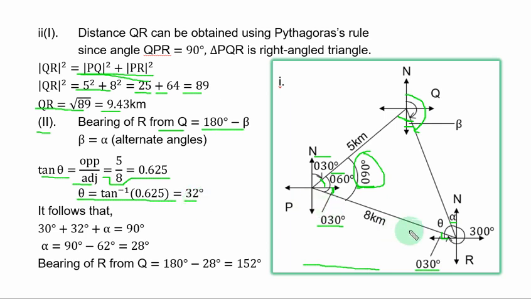It follows that from alpha to theta to this place, 30 degrees, the whole of the quadrant is 90 degrees. If you add the three angles, the sum is equal to 90 degrees. You replace theta with 32 degrees. So the alpha becomes 90 degrees minus 62 degrees, the sum of these two angles, and that is 28 degrees. Therefore, the bearing of R from Q is 180 degrees minus 28 degrees. That is alpha, and it is equal to beta. The bearing becomes 152 degrees.